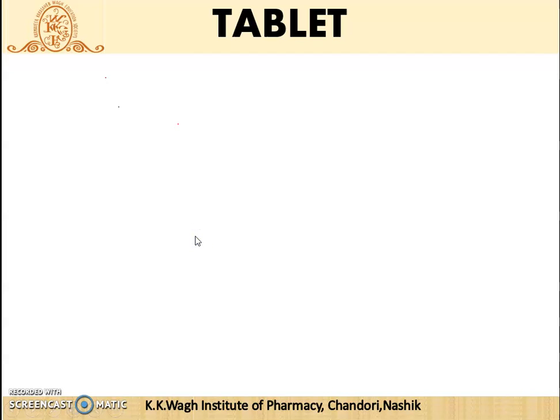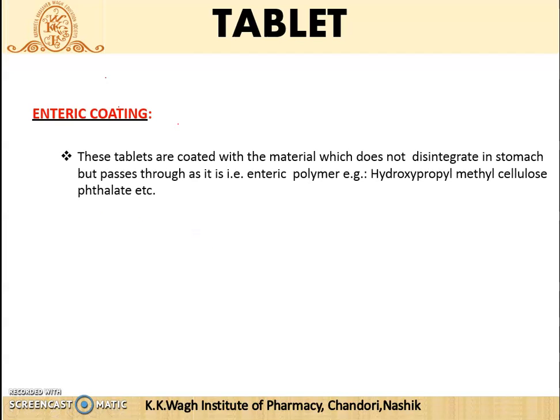Then last type, that is enteric coating. These tablets are coated with a material which does not disintegrate in the stomach but passes through as it is, that is an enteric polymer. Example of it, hydroxypropyl methyl cellulose phthalate. These tablets dissolve in the intestines. These are very site specific tablets.